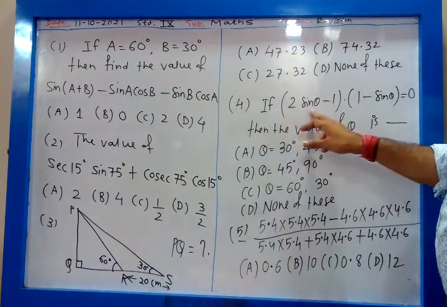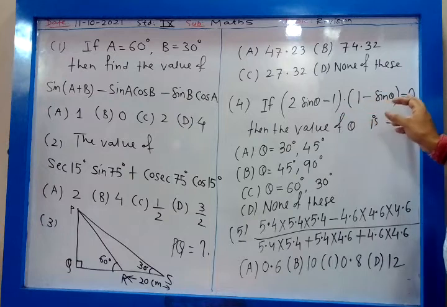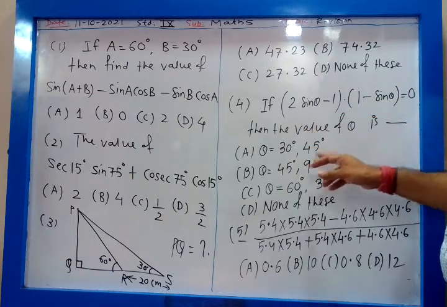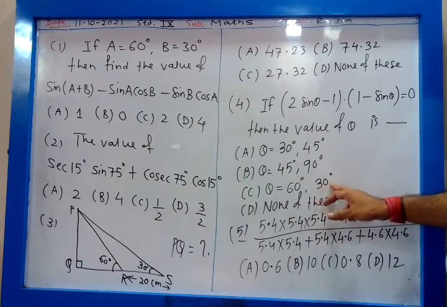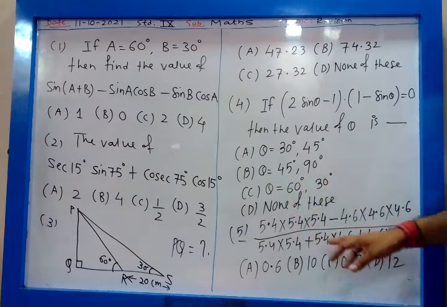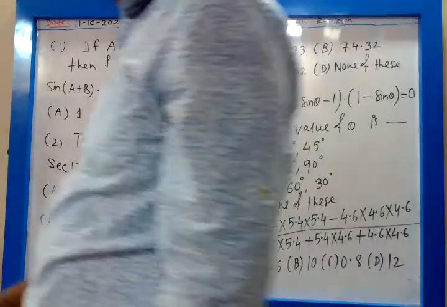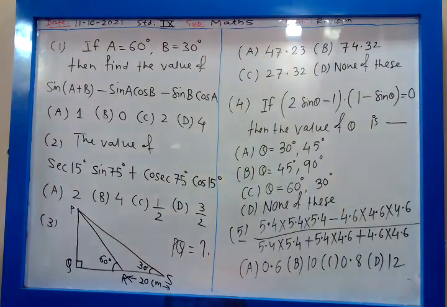Next question, if (2 sin theta minus 1) into (1 minus sin theta) is equal to 0, then the value of theta is A 30 degree, B 45 degree, C 90 degree, D none of these. Okay, so solve this.